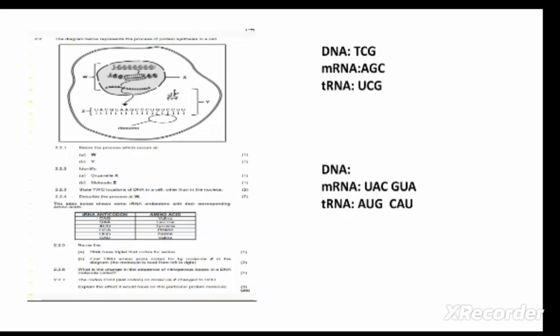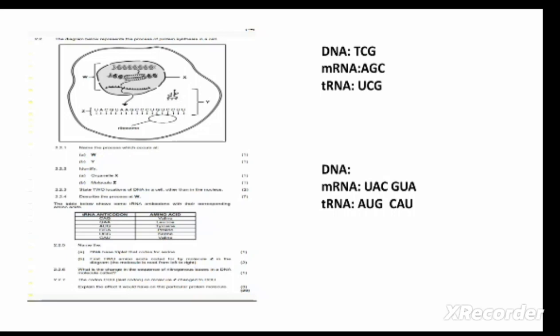So UCG for tRNA, let's substitute UCG, and then let's go up because we are looking for the DNA base triplet. We go to mRNA. U pairs with A, C pairs with G, G pairs with C. Let's go to DNA. A pairs with T, G pairs with C, C pairs with G. So the answer is TCG. So let's look at the next question.